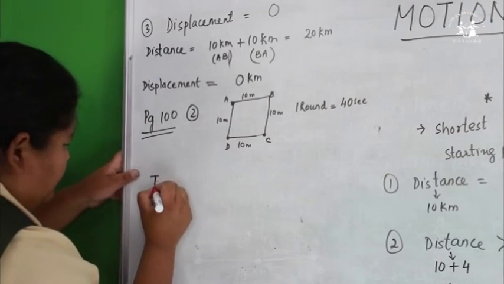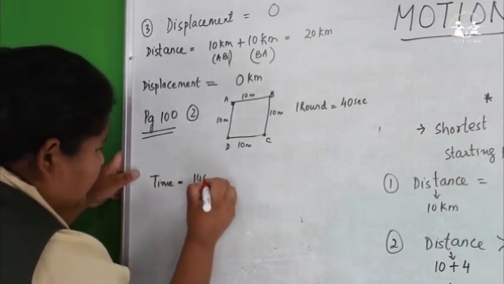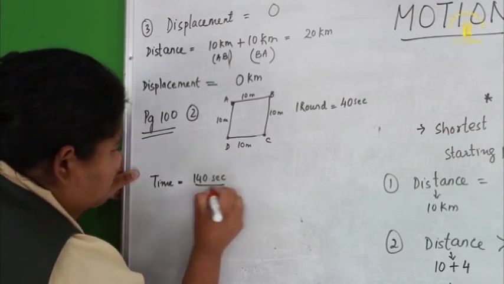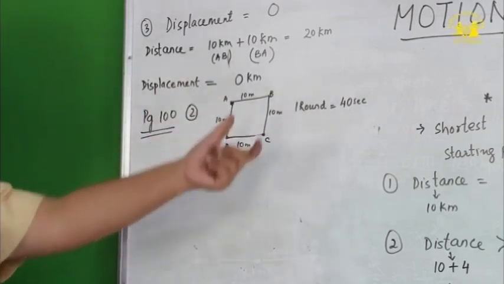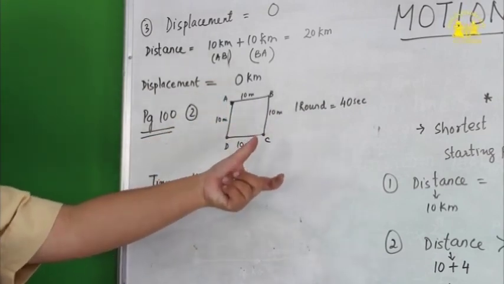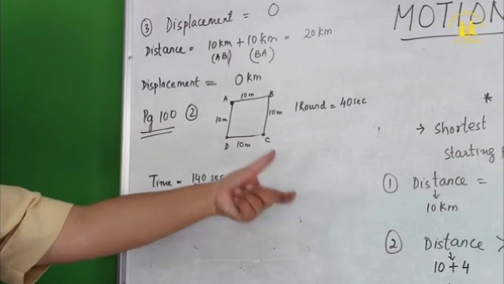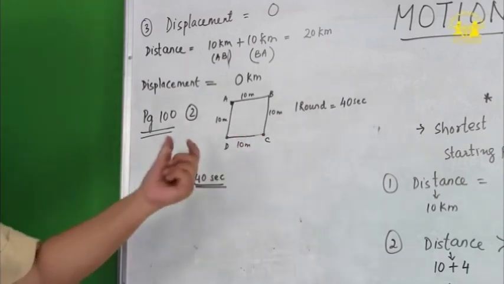Now, the time that we have been provided is 140 seconds. After 140 seconds, where will he be, what will be his final point? Once we find the final point, then we will be able to calculate his displacement.